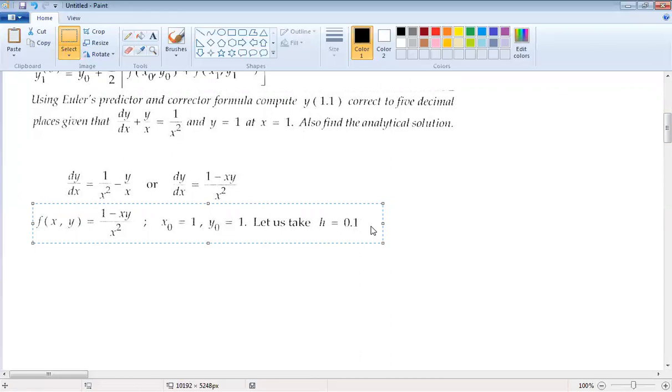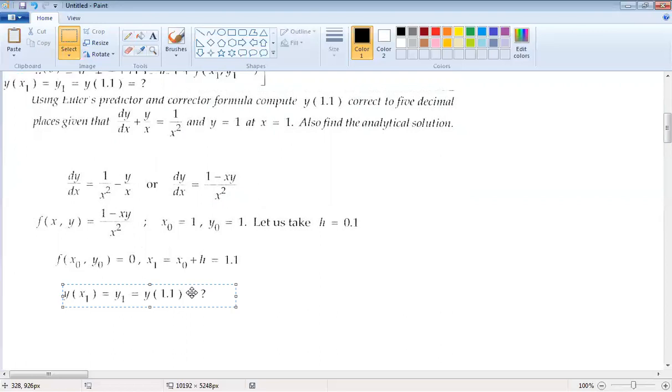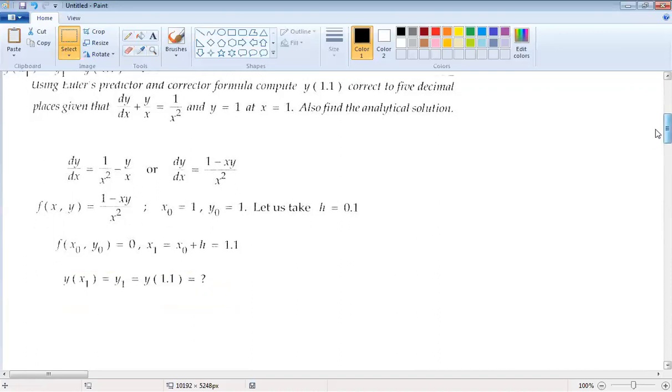Now let's calculate first f of x naught comma y naught. Replacing x by 1 and y by 1, we get 1 minus 1 by 1, which will be 0. Here in this problem, x1, the formula for x1 is x naught plus h, and that will be 1.1. We need to calculate y at 1.1. So we need to find y of x1, which is y1, and that is nothing but the value of y at x is equal to 1.1.